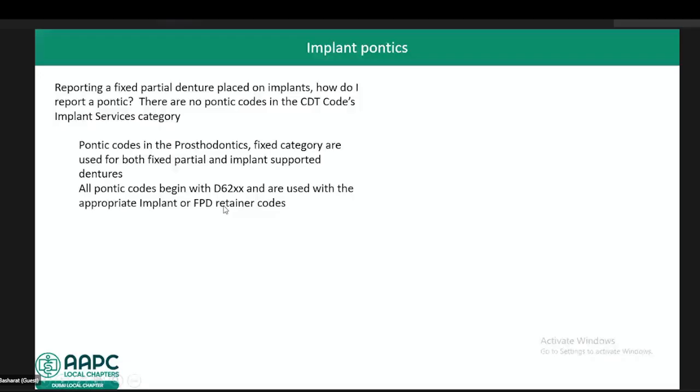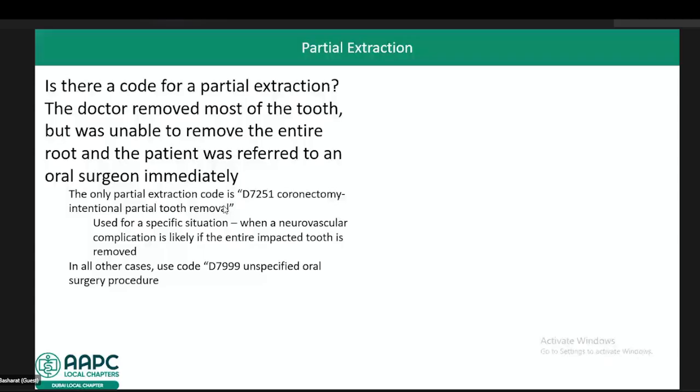Yes, so this was a question for the partial extraction. Even in Abu Dhabi, sometimes doctors ask, if the doctor is using only the crown of the tooth, how can they bill, like coronectomy. So is there any code for partial extraction? The doctor removed most of it but was unable to remove the entire tooth, and the patient was referred to oral surgery. So the only partial extraction code is D7250.